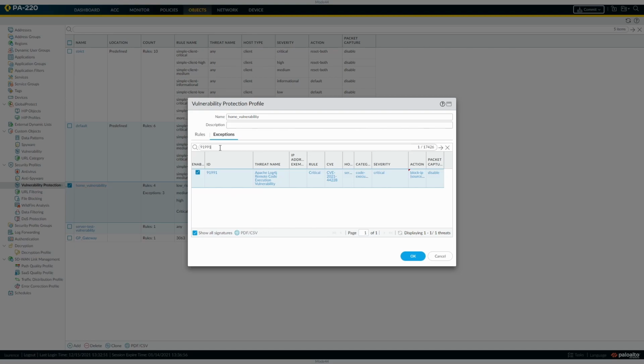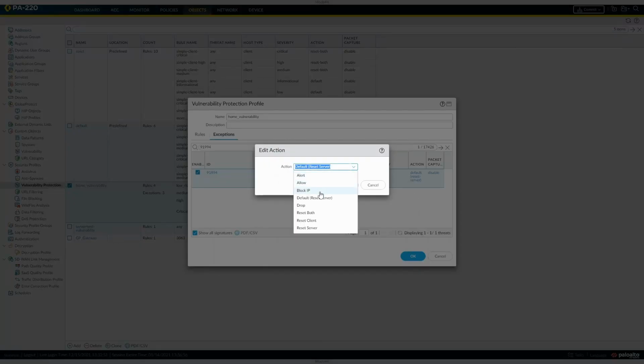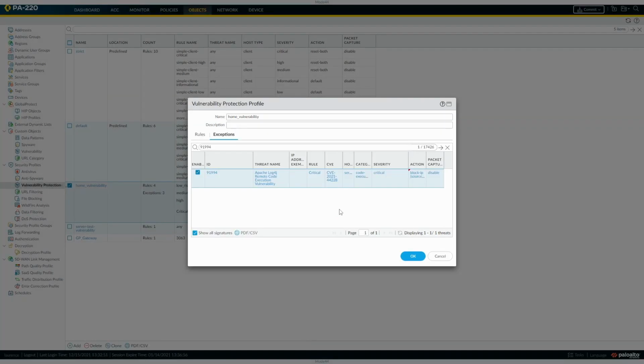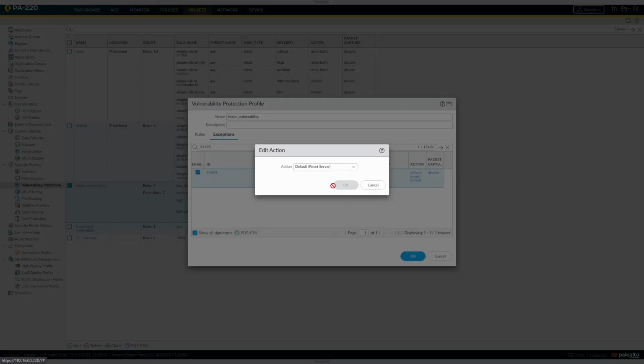Okay. The next one is for 91994, which is there. We're going to enable that one. And again, we're going to block the IP. And then the final one is 95. Enable that one. Block the IP.